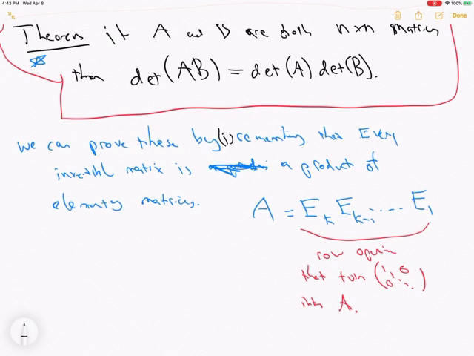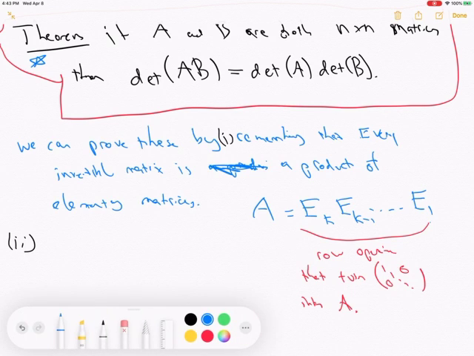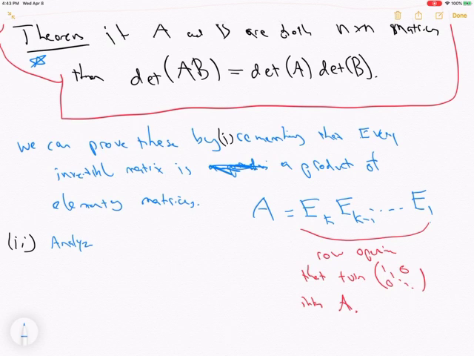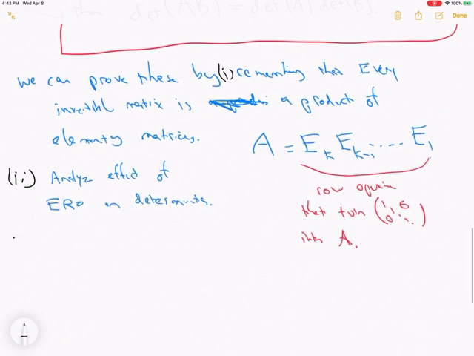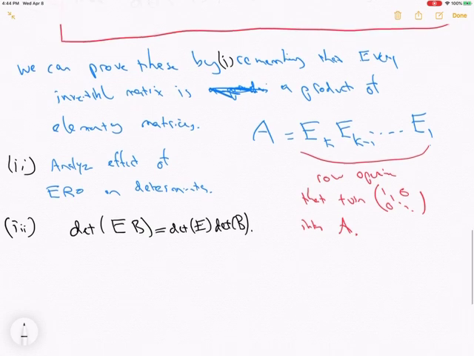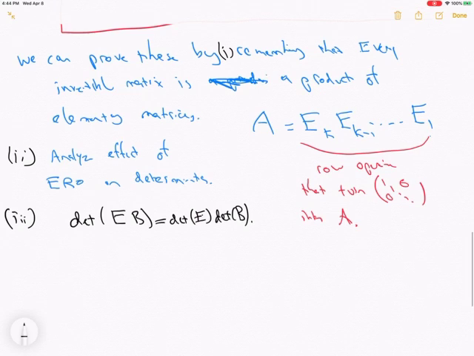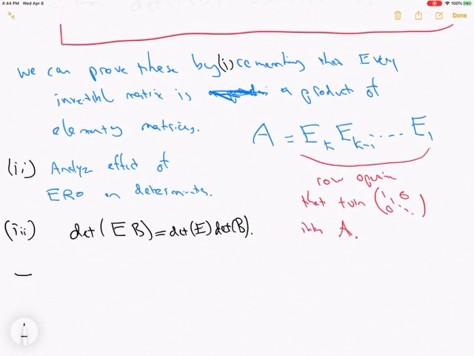We remember this fact here, and then the second thing we can do is analyze the effect of performing an elementary row operation on calculating determinants. And from that we can see that the determinant of an elementary matrix times an arbitrary matrix is just the determinant of the elementary matrix times the determinant of B. And from that we can just put everything together. So from here we get both theorems.